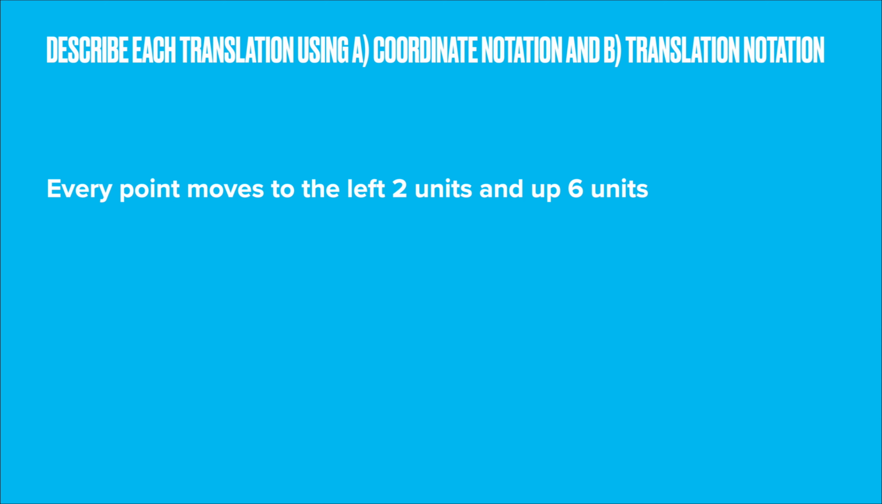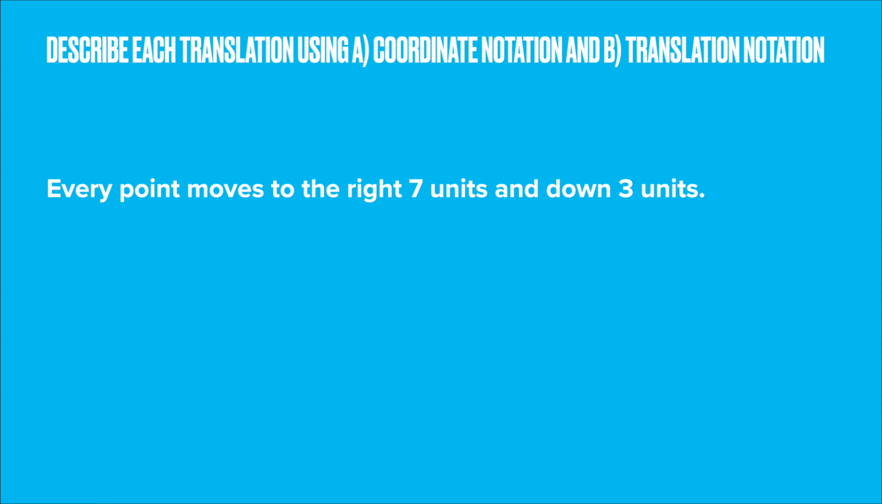All right, so now we're going to describe each translation using coordinate notation and translation notation. So every point moves to the left 2 units and up 6 units. So let's start with coordinate notation. So coordinate notation, we do (x, y) turns into x, because we are going left 2, we say minus 2. And then y, up 6, is plus 6. If we want to write this in translation notation, we do T and then negative 2, 6. So that is how we end up writing it in translation notation.